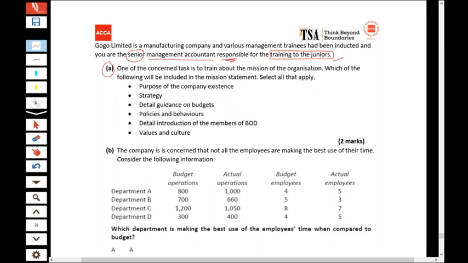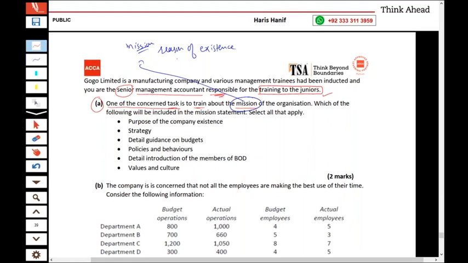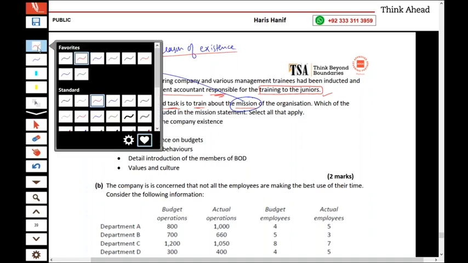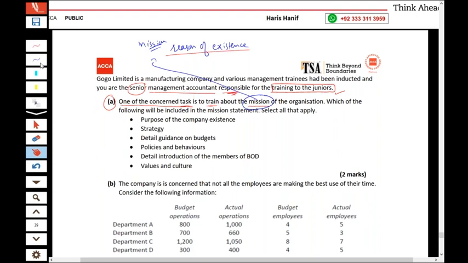Part 1. One of the concerned tasks is to train them about the mission of the organization. Now see, what do you mean by the term mission? The mission is basically the reason of your existence, that is, why the organization actually exists. That is not the aim to make money. Making money is one of the objectives of the organization, but this is not the reason of existence. Making money and increasing profitability is the main agenda of every organization, but mission is something else.